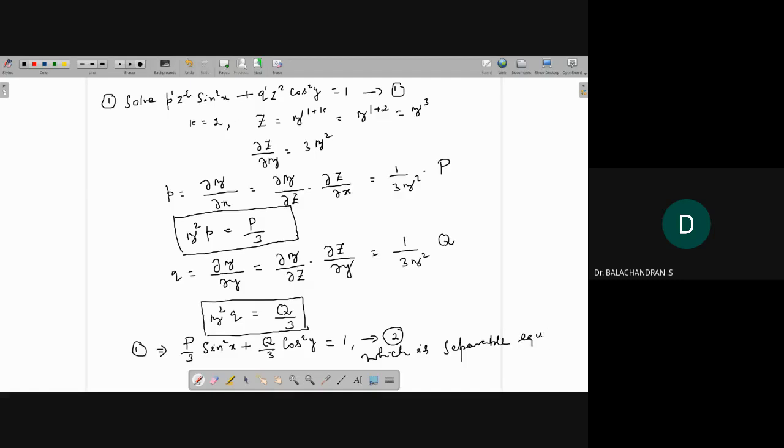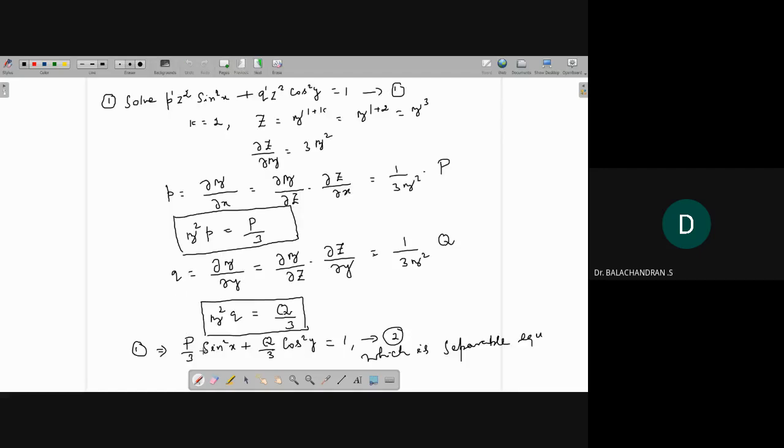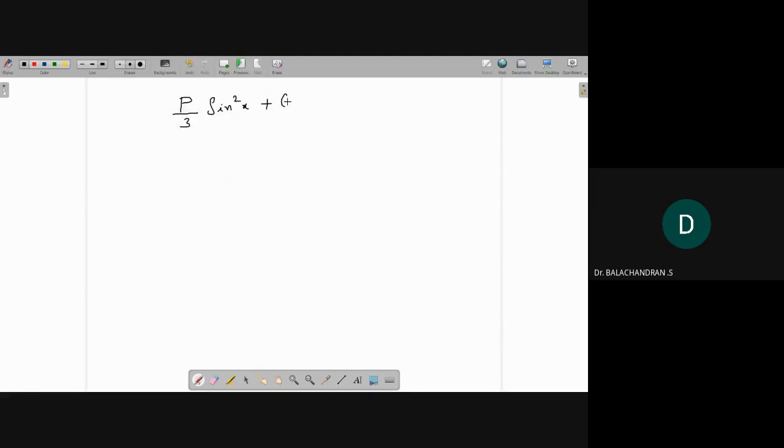Okay, now you can rewrite the previous equation as capital P divided by 3 into sine square x, please check it, plus Q by 3 into cos square y is equal to 1.